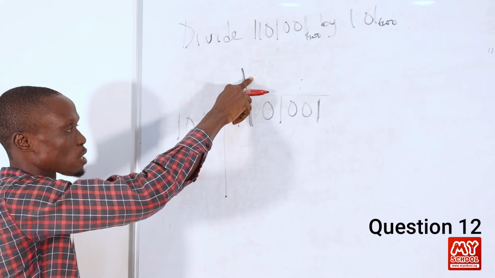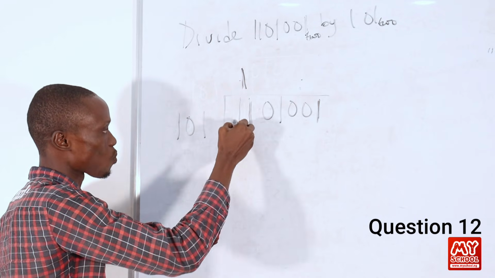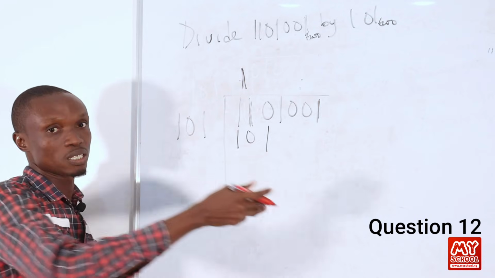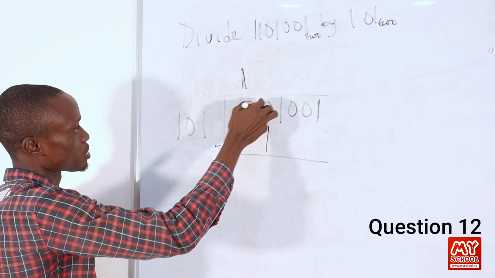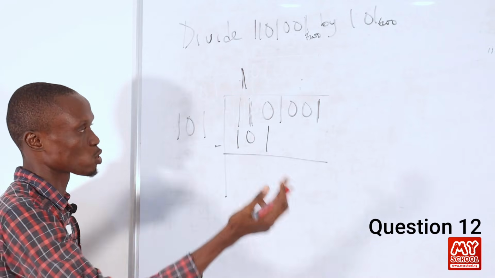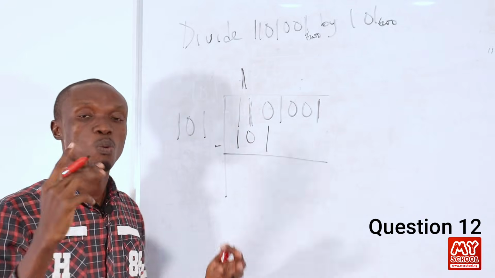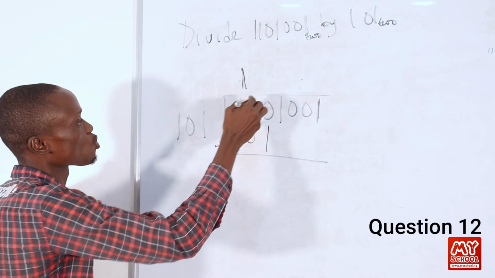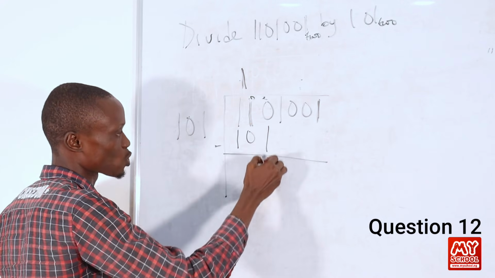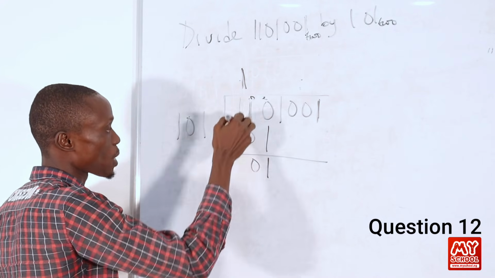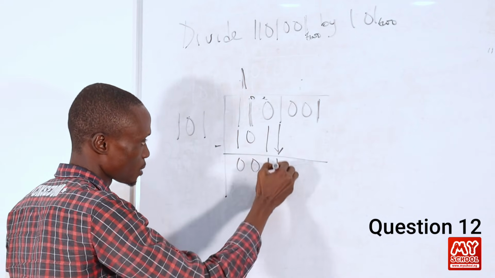Then we use that 1 to multiply our 101 and write it under the 110. So this will give us 101. Then the next step is to subtract. 0 minus 1 cannot, so we have to borrow 1 from this one. But since we're operating in base 2, any one that we borrow is equal to 2. So we'll have 2 here, and we have 0 left here. So 2 minus 1 gives us 1. Then 0 minus 0 is 0, and 1 minus 1 is 0. The next step is we bring this one down.